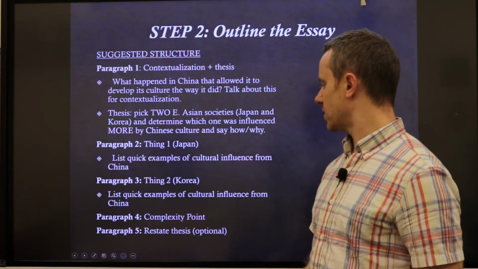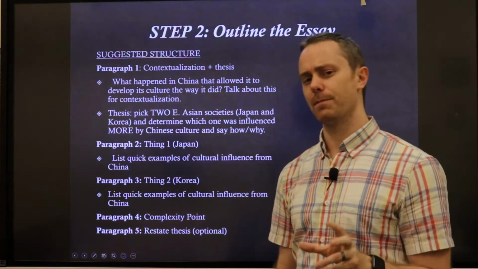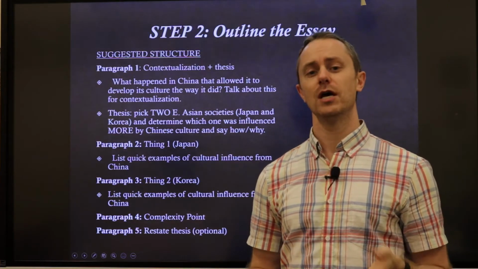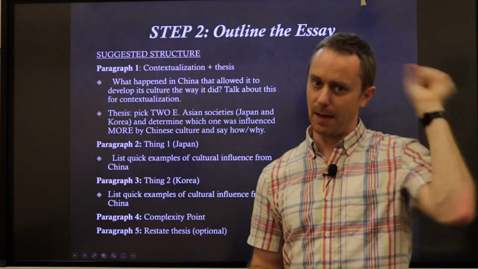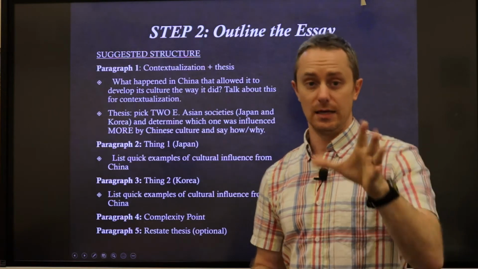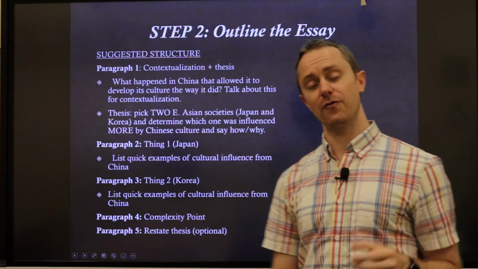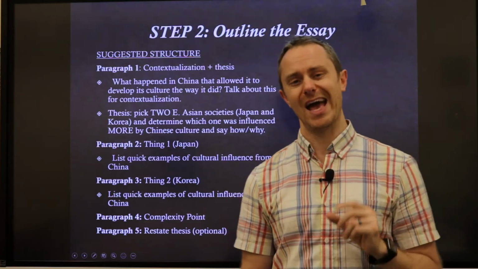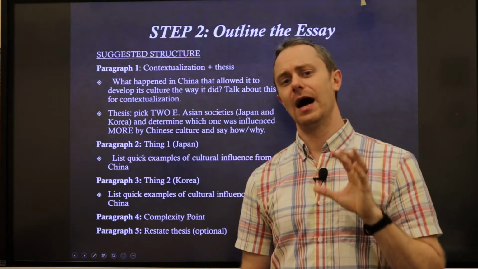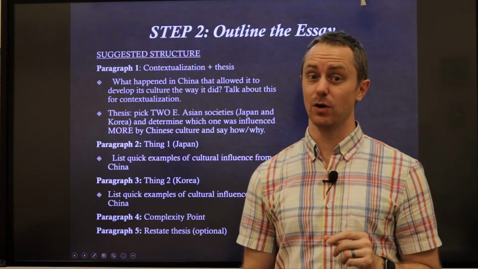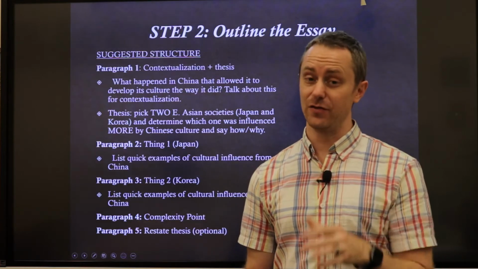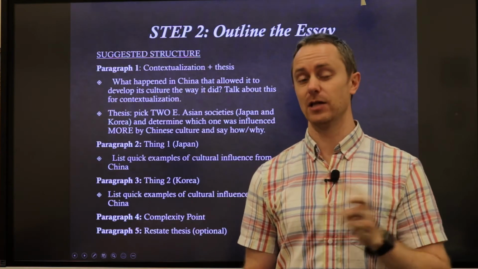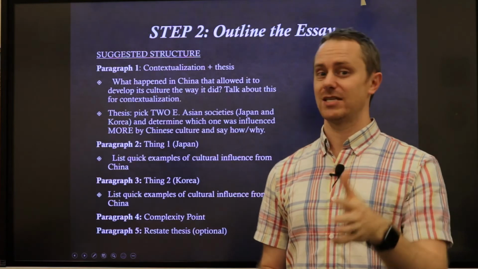The last 2 paragraphs don't have to be their own paragraphs, but I'm suggesting you put them as their own just so that you're sure that you're checking that box off on the rubric. And the first one is complexity. Paragraph 4, complexity point, also known as analysis and reasoning 2. I'm going to spend a lot more time in a separate video on what that actually looks like. I have that video for the DBQ. It's the same point for the LEQ, but I'm going to do it again. So watch that on your own time.